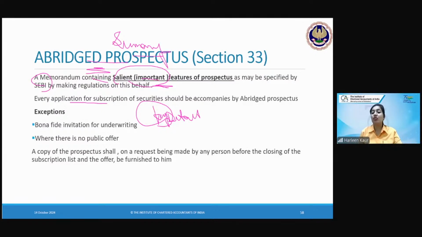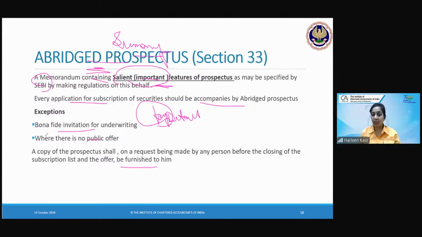Every share application shall be accompanied by the abridged prospectus. So basically, the abridged prospectus is a summary of a prospectus. Because it is very difficult to read the entire detailed prospectus, a brief summary is prepared in the abridged prospectus, and every share application form shall go along with a copy of the abridged prospectus. The only exceptions are for underwriting agreements and when there is no public offer. And if anyone asks for the full copy of the prospectus, it shall be given to them.